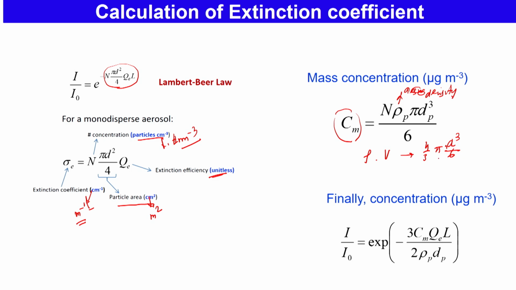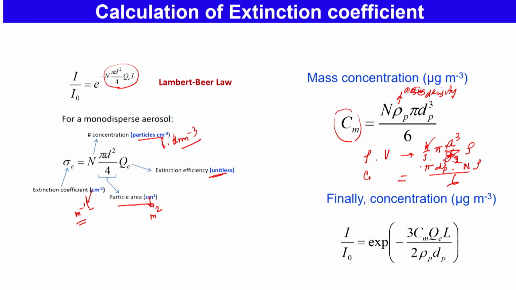So V is 4 by 3 pi times d by 2 to the power 3, so it will be 8 in the denominator, 4 over 8 times 3, which gives 1 by 6. So the mass concentration is pi dp cube n rho divided by 6.